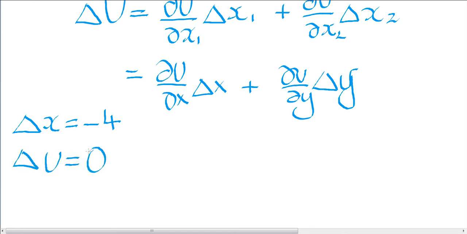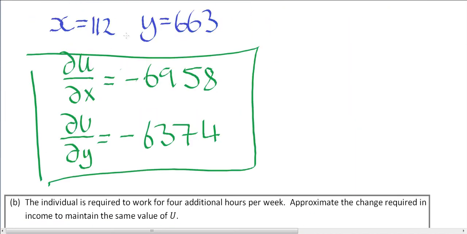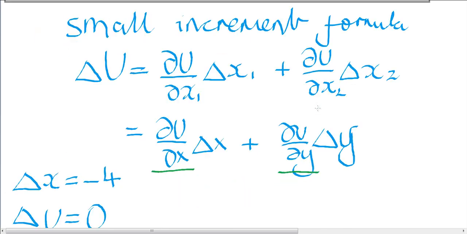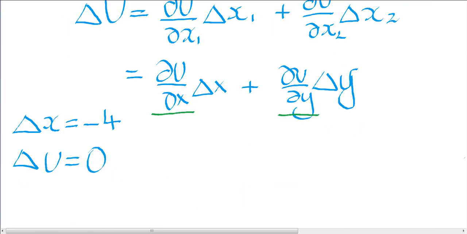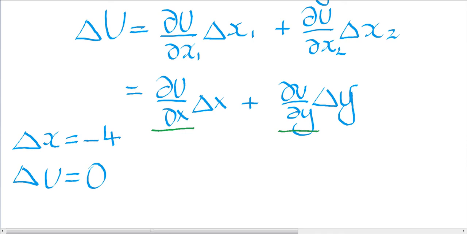Okay, so we're going to sub everything we know into the formula. And you might say, we don't know these. Do we know these? We do. You evaluated them in the last question. There they are, del u del x and del u del y, and they are those numbers there. So let's sub everything we know into the formula. I'm just taking all of this down here. I'll call that delta u. It means the change in u.